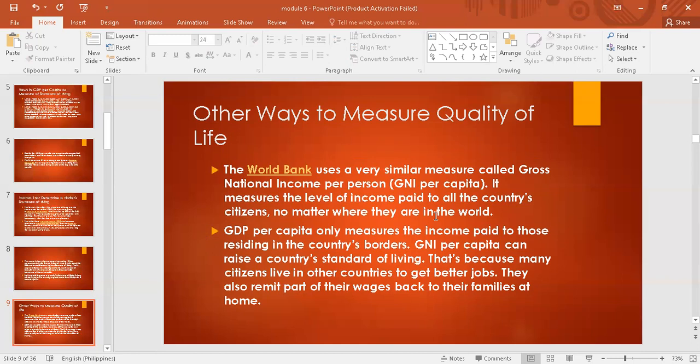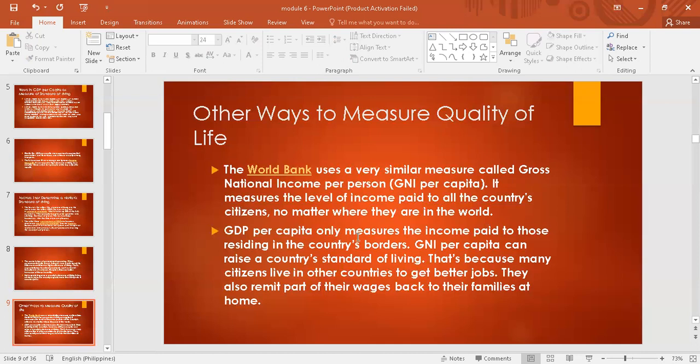the World Bank or ang measurement of quality of life, whether nasa abroad ka or nasa Philippines ka or nasa outside the boundaries of your country, the income is being measured. No? Doon tinitingnan kung meron kang quality of life. No? Kaya nga po, importante yung pagko-consider kung nasa upper income, middle income range yung isang bansa. Okay? Yung kung ano yung karamihan na group na belong sila.